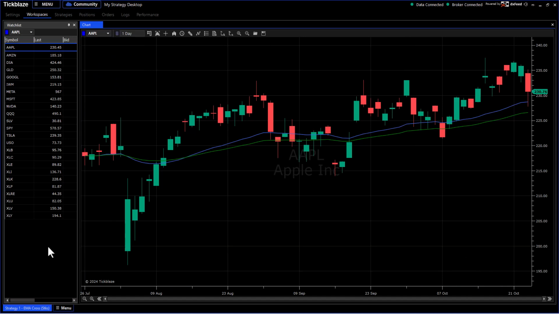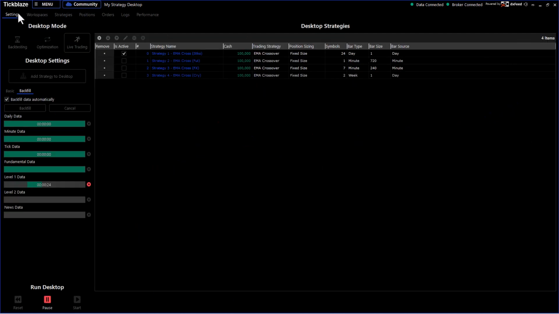Automation is about letting the computer trade for you. We've done our job building and testing. Now it's time to let Tickblaze execute the trades in real time so that you can let the computer do the trading for you, okay? Now, that is a great overview of the building, the testing, and deployment process.